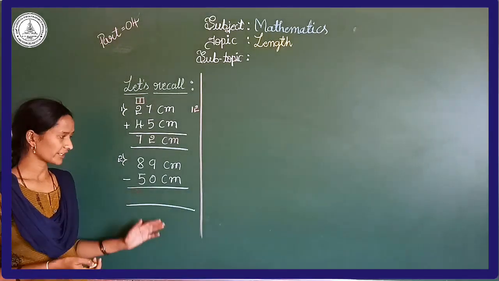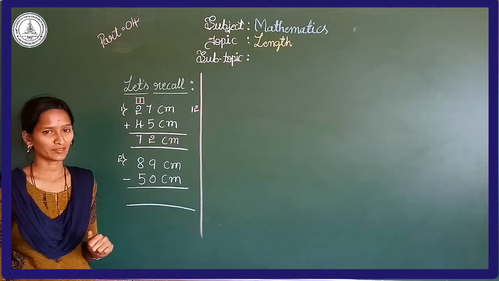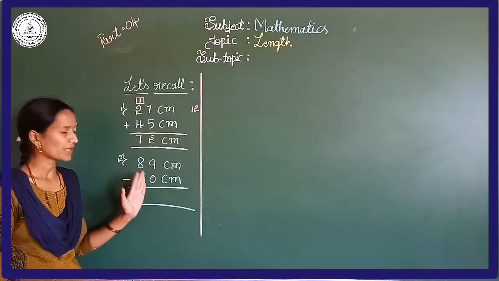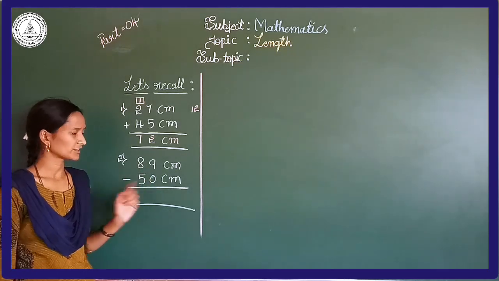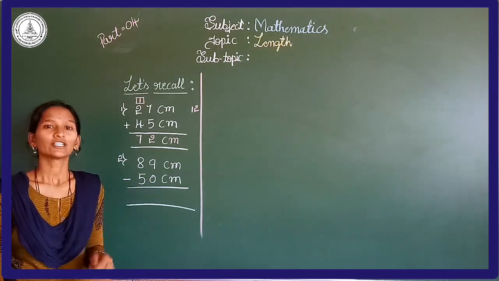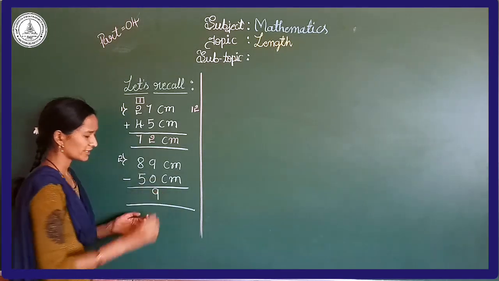So now come to the second one. It is 89 centimeter minus 50 centimeter, right? First you have to subtract the numbers in the ones column. That is 9 minus 0. So what is 9 minus 0? It is 9 itself, right? So 9 minus 0 is 9.